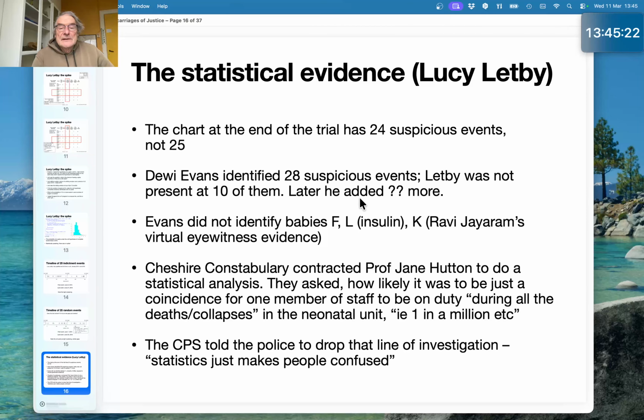Evans, by the way, did not identify the insulin babies, F and L, nor baby K, I believe, which was the example of Ravi Jayaram's virtual eyewitness evidence. Namely, he testified that he virtually saw Lucy Letby attacking a baby, but in fact what he really meant was he didn't see her doing that at all, and he just dreamed that up. And actually we know he dreamed it up. Well, he dreamed up parts of his story. Later he told the police lies about whether or not Lucy had called a doctor, and about the sequence of events leading to that moment, which is indelibly engraved in his memory and will be the stuff of his nightmares for years to come.